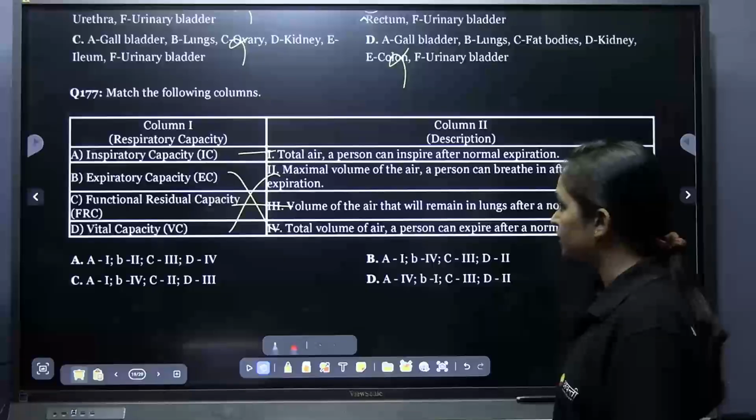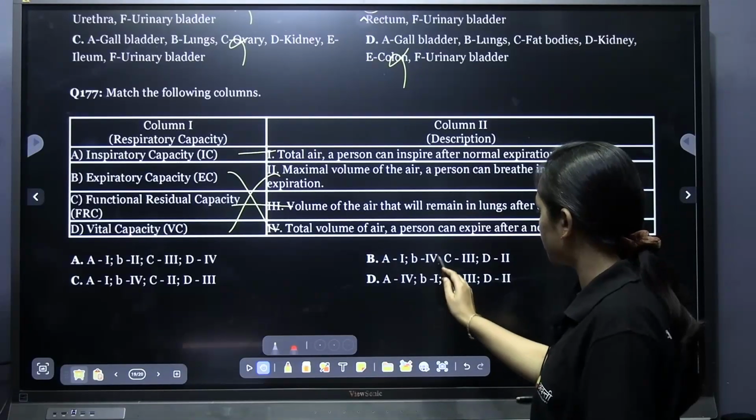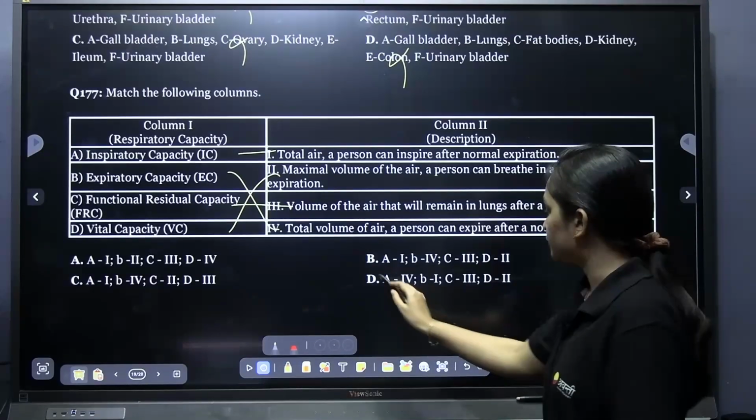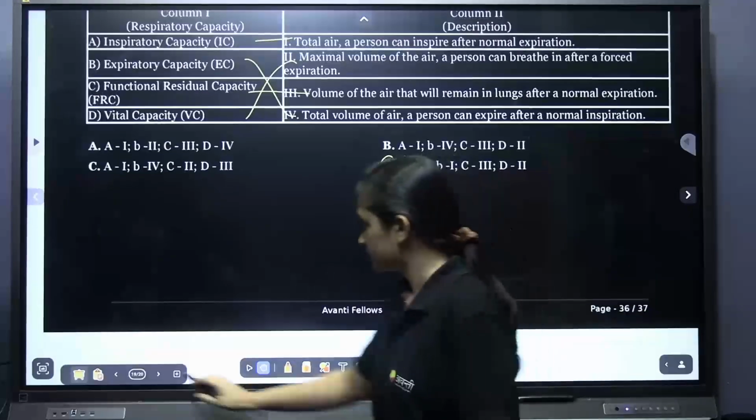So, A1, B4, C3 and D2. D for Delhi is the correct answer.